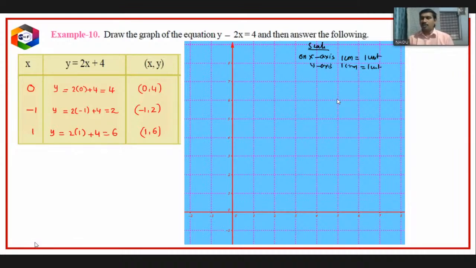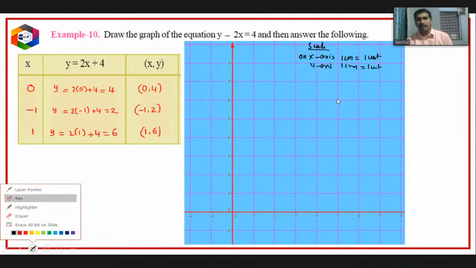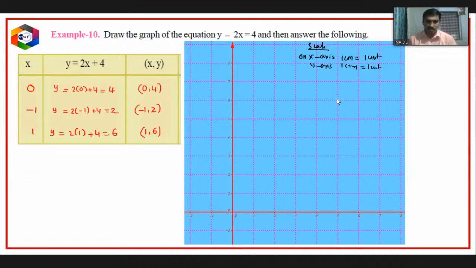As children, you know that in the 5th chapter I explained how to plot the point (0, 4). X is 0, y is 4. So this will be the point. Observe children here. This is the point (0, 4). And next (-1, 2): x direction -1, y direction 2. So this will be the point. This is (-1, 2), and this is (0, 4).